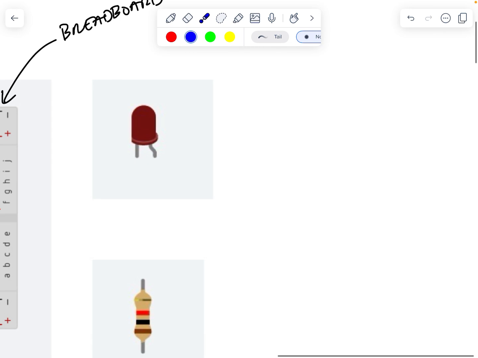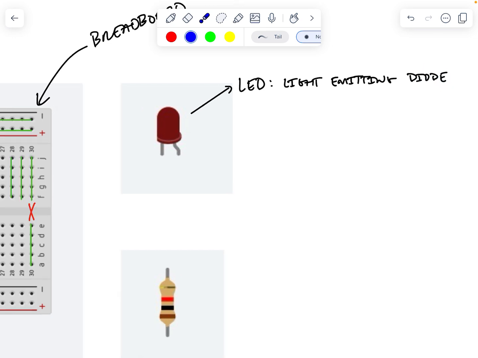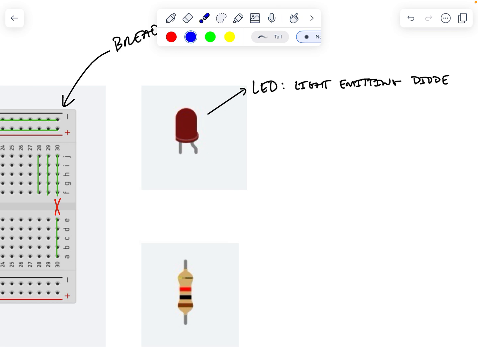Okay, an LED. This stands for light emitting diode. Okay, the light emitting part, pretty self-explanatory. When you plug it in, it shines out light. The diode part is maybe a little bit more confusing. You might have noticed that the LED had a directionality to it.